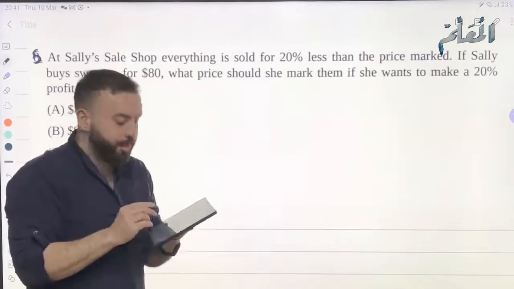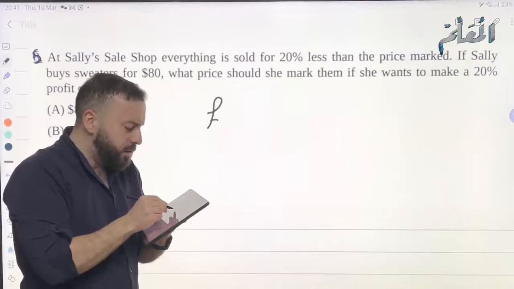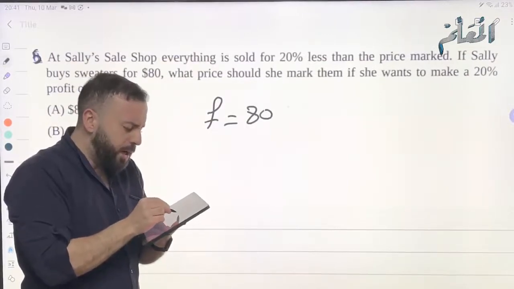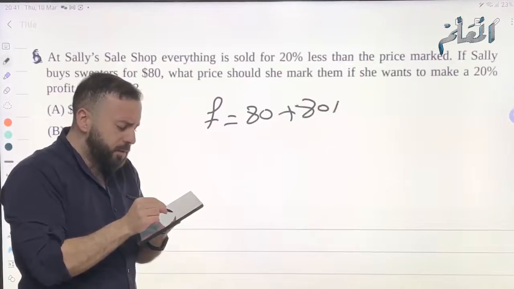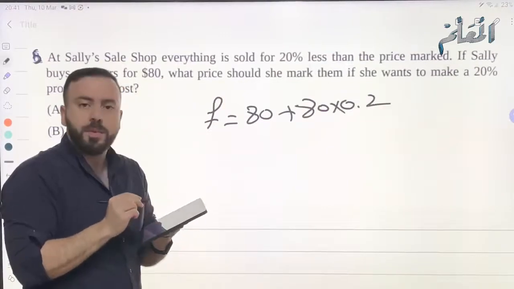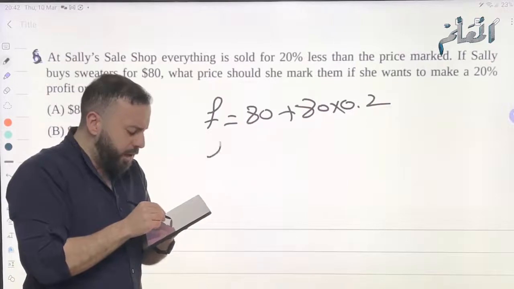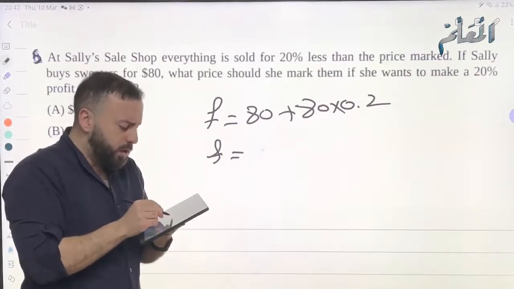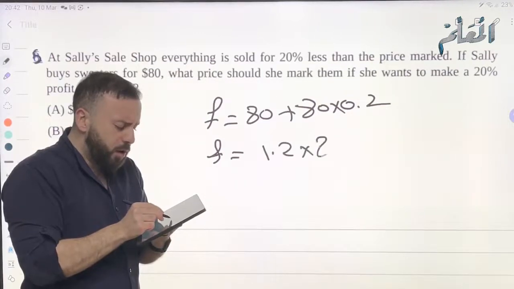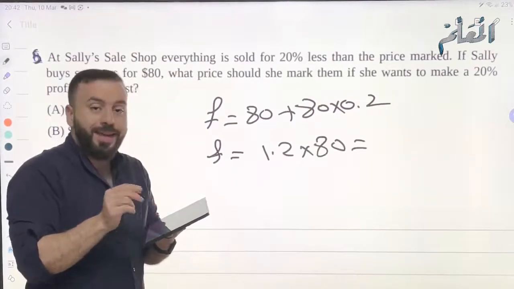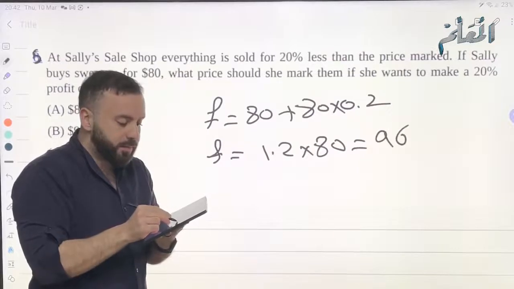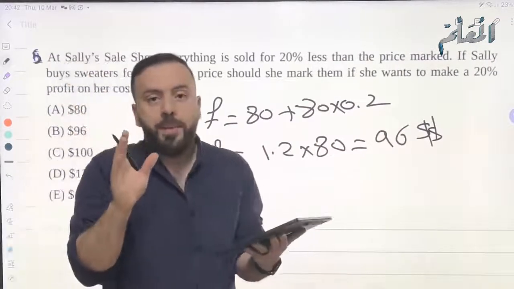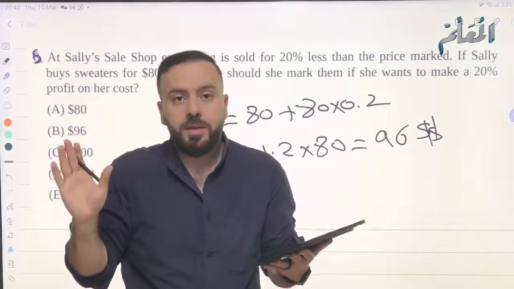What is the price? The final price, this is one of the laws, is equal to $80 plus 80 times 0.2. Or another way, we can see the final price that will work out for Sally is going to be 1.2 times $80, and that's equal to 96. So Sally will be happy if the switch is sold for $96.